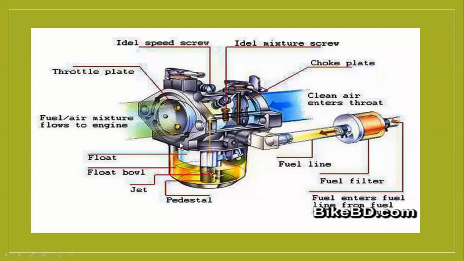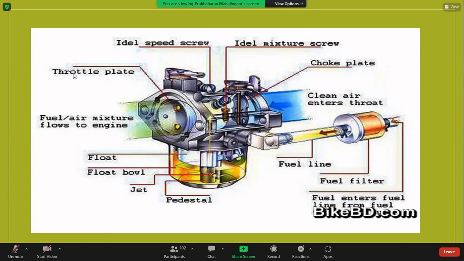What do you want to draw? What are the components described here? You see, idle speed screw, idle mixture screw, choke plate, clean air entering, throat, fuel line, fuel filter, pedestal, jet, I told you pilot jet, major jet, floating ball, floater, I told you float and floater ball, fuel air mixture flow to the engine, throttle plate. What I told already, little bit similar words, throttle valve. Here they told throttle plate.